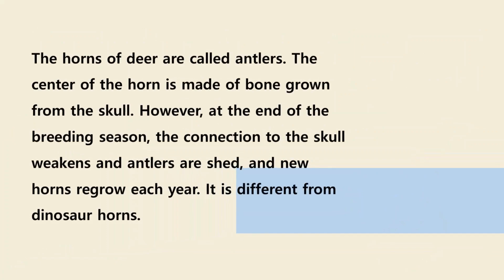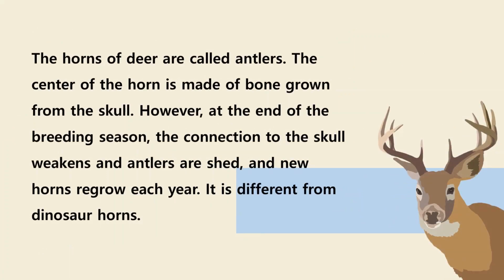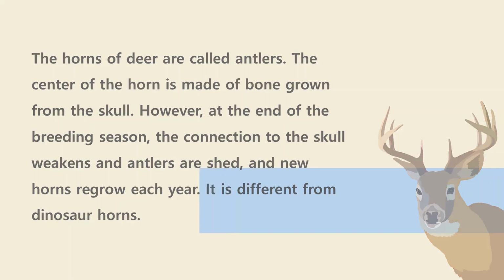The horns of deer are called antlers. The center of the horn is made of bone grown from the skull. However, at the end of the breeding season, the connection to the skull weakens and antlers are shed, and new horns regrow each year. It is different from dinosaur horns.